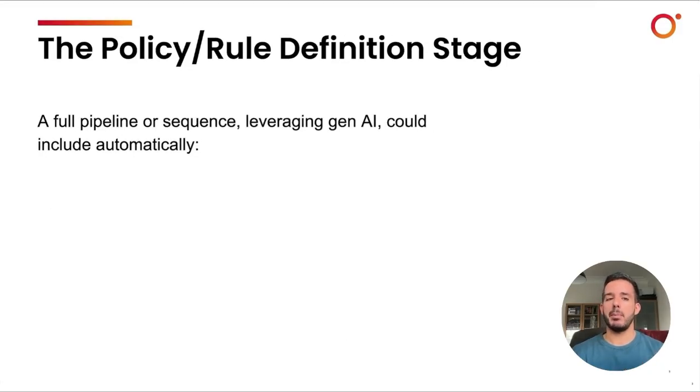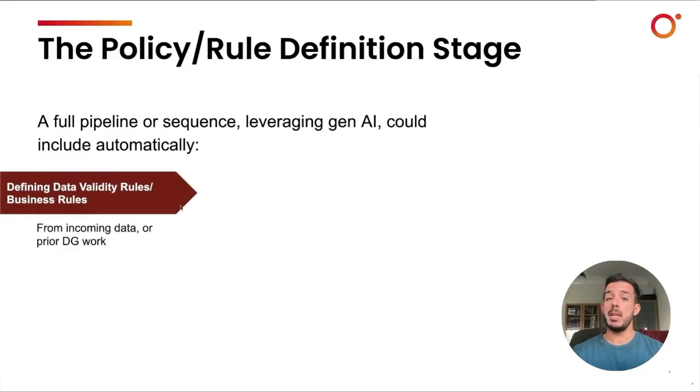So what is an example of a full pipeline or sequence already leveraging GenAI in terms of the steps? Well, the first step could be defining the actual data validity rules or business rules, either based on incoming data or internal data governance work. In other words, if we just receive a data set and we have to define the data validity rules, or maybe we have a data set that has been there for a long time, but somebody finally decided that it's time to define the metadata and the data validity rules for that data set.